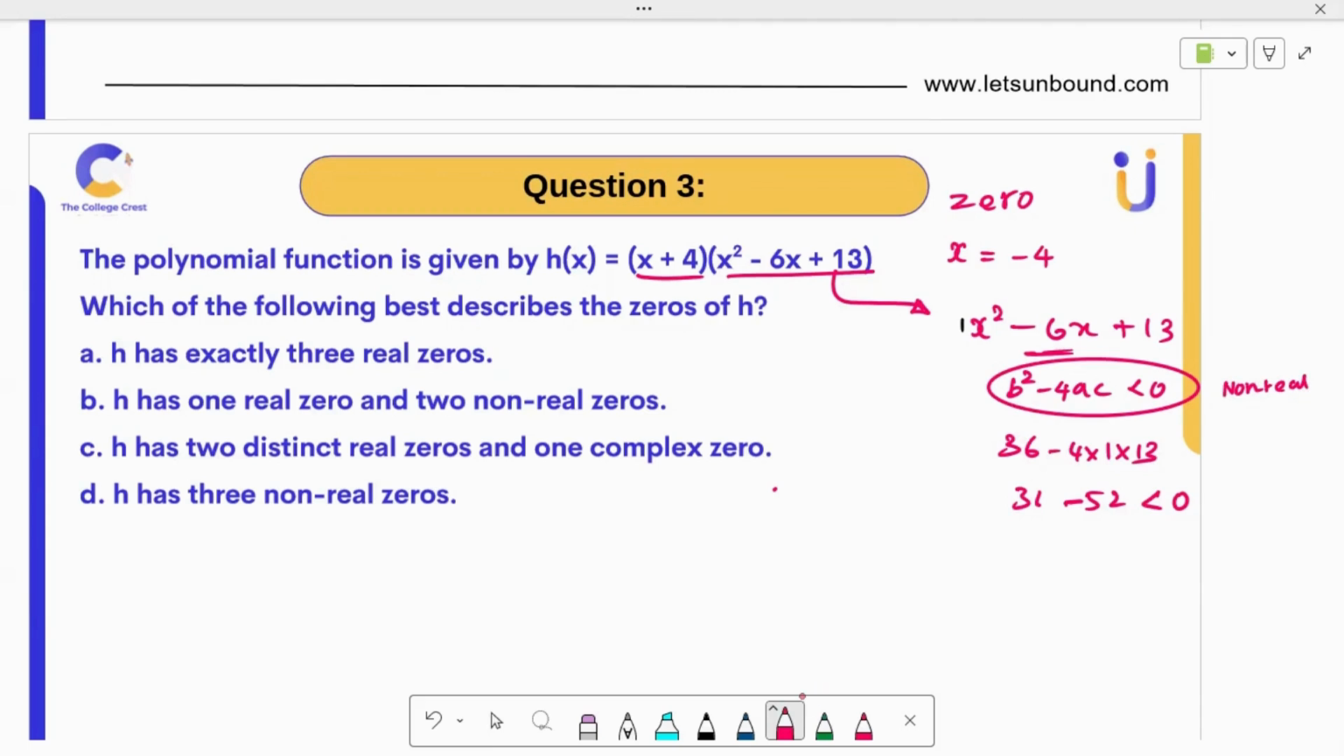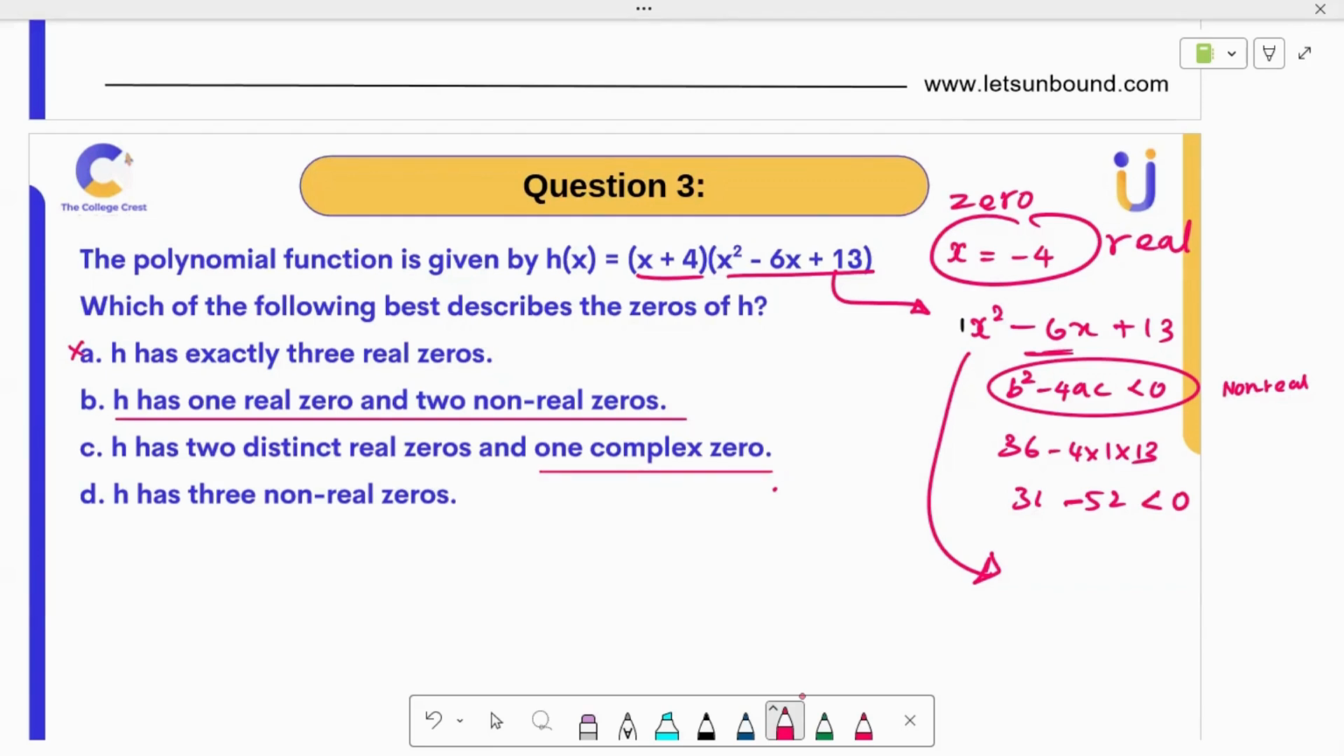Okay. So which means 1 real zero. And if you solve this, you will get 2 complex zeros and they will be conjugates. We know, right? So H has 1 real zero and 2 non-real zeros. They said it's 1 complex; it's not at all possible. Directly you can reject this. 3 non-real is also not possible. If it's non-real, then it's always in pairs. Right? So option B is the best answer.